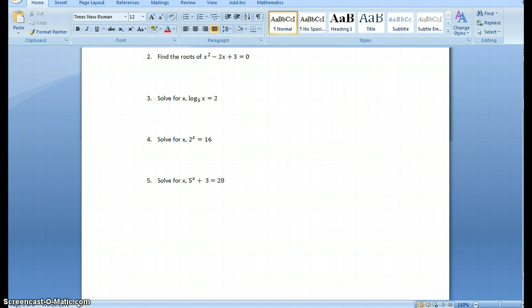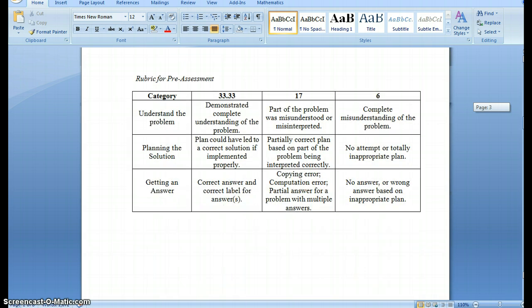They would answer these questions, then I use this rubric right here. There are 3 categories and 3 rows. The first category is understand the problem. In the 33.3333 category, basically decimals, I like to throw them off to keep them guessing. Column 2, as you can see here, and row 1 says demonstrating complete understanding of the problem. Column 3, row 1, is worth 17 points on understand the problem.